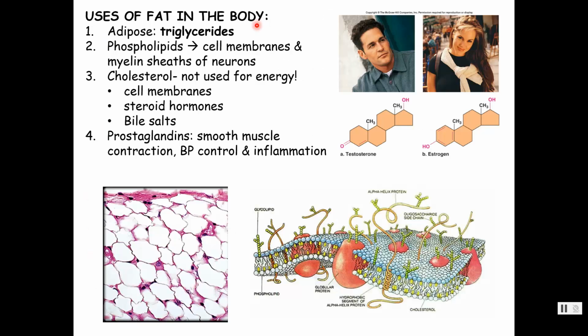We have use of fats, so adipose, phospholipids, and cell membranes, and then there's the cholesterol. That's what I was looking for. We use cholesterol in our cell membranes. We also use cholesterol to make sex hormones or steroid hormones. We also use cholesterol in bile salts. So cholesterol is not all bad. The wrong kind of cholesterol carrier is bad, and we'll look at that in a little bit.